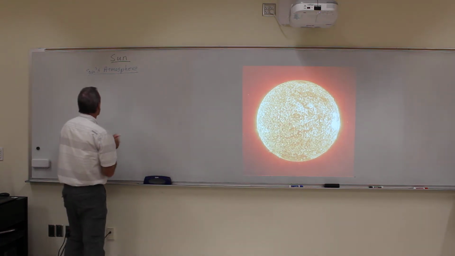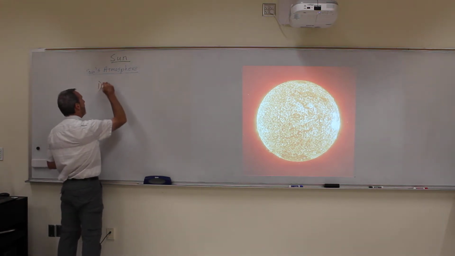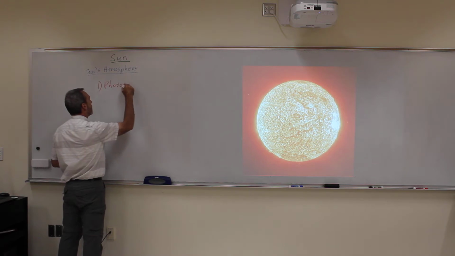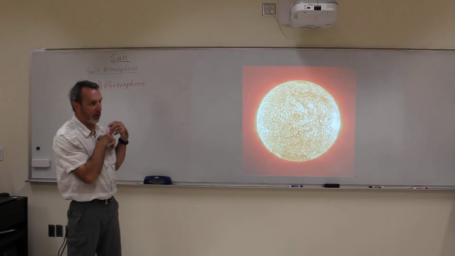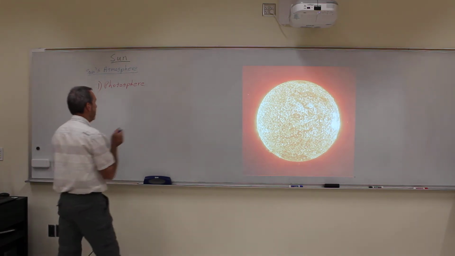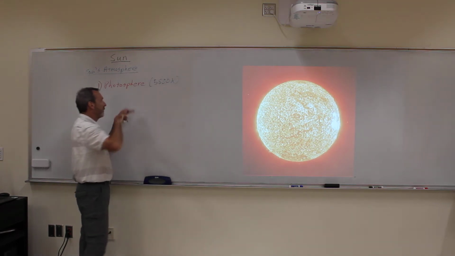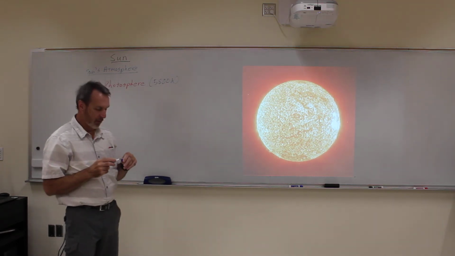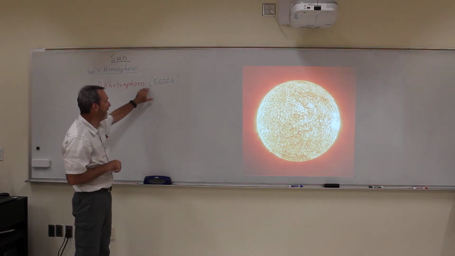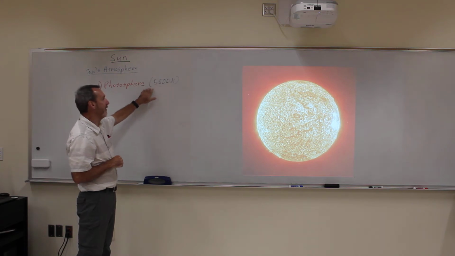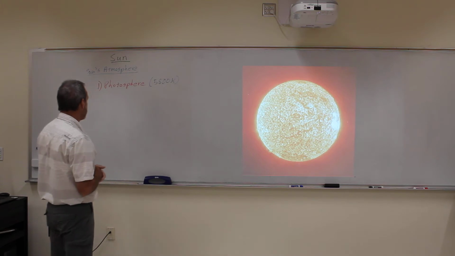So the sun's atmosphere also has three layers, so don't get them confused with the interior. The outermost layer we call the photosphere, also called the photon sphere, we just leave the N out. The photosphere has a temperature of 5,800 degrees Kelvin. This is what we talk about when we say the surface of the sun. This is where most of the photons, the light coming from the sun, is emitted at this temperature, and that's the one that has the black body curve that peaks right at the middle of the visible spectrum.